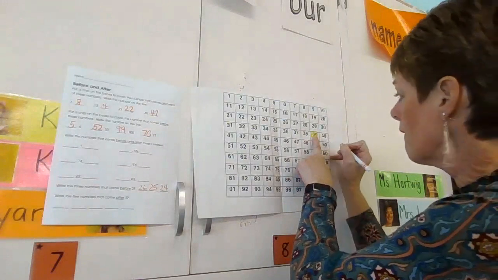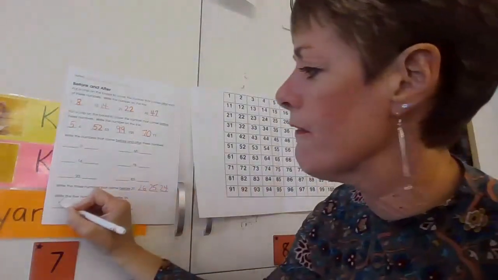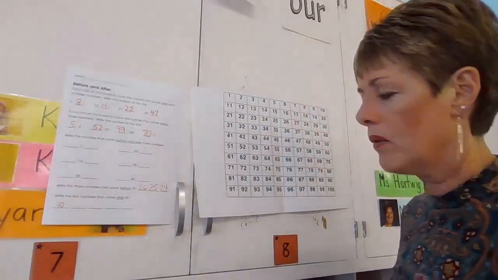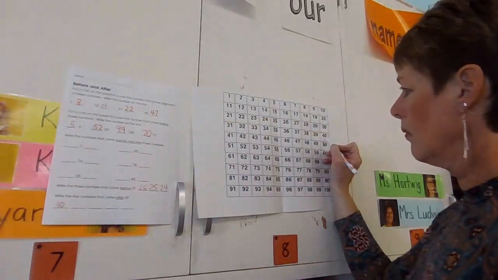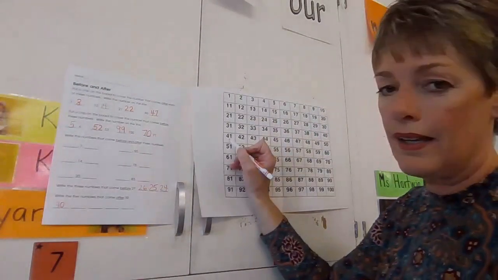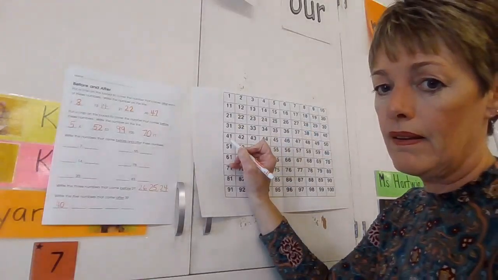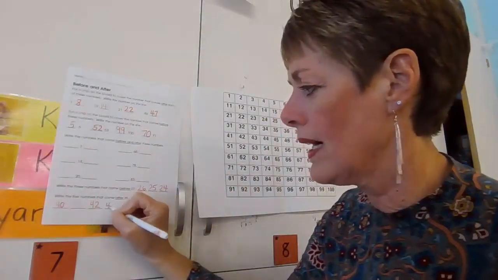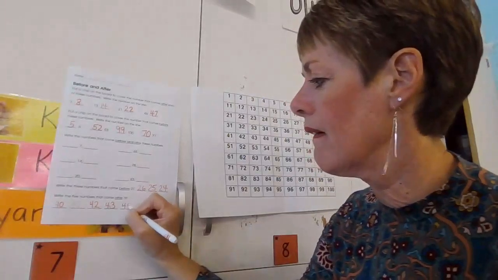39, 40. So 40 is the first number that comes after 39. What comes after 40? Well, then we have to come down to here. What is it? 41. What comes after 41? 42. 41, 42, 43, and 44.